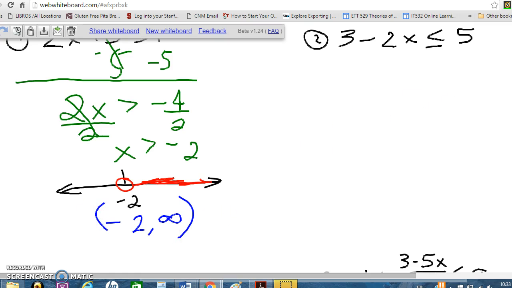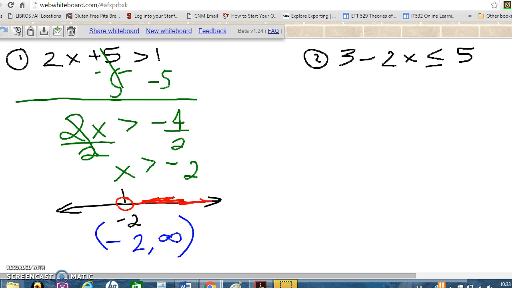The other thing you need to remember, besides writing your solution set in interval notation, and it's good to graph it so you can write that, is that every time you divide or multiply by a negative number, you always need to switch the inequality. So let's look at this example. Again, I'm going to solve it just like an equation, exactly the same. So negative 3 on both sides. So you have negative 2x is less than or equal to 2.